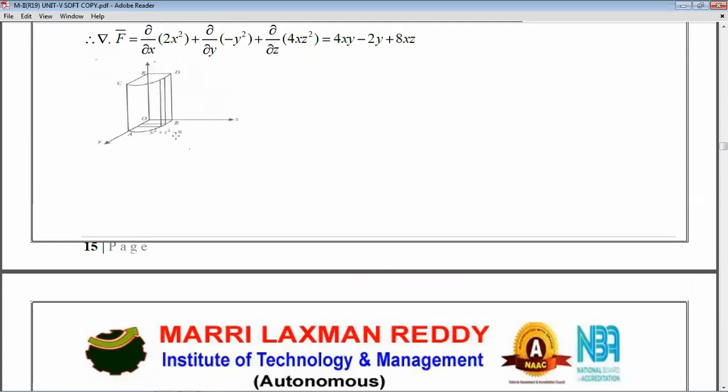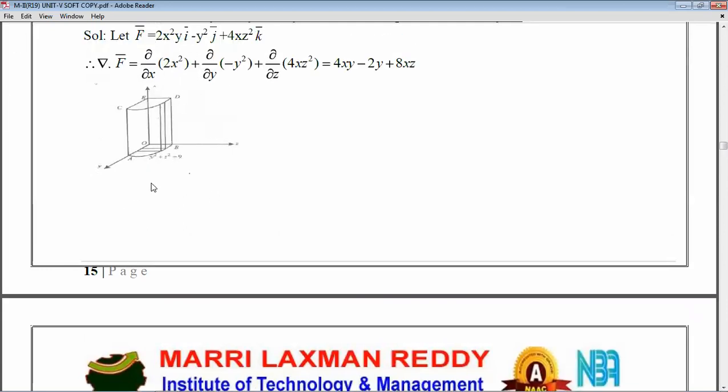So this is the cylinder we have chosen. Here this is x, this is y, and this is z. And here we have chosen the cylinder in the first octant. How many faces does it have? In total 5 faces. One is, suppose we are taking, here we have OAB. This is one face, right?